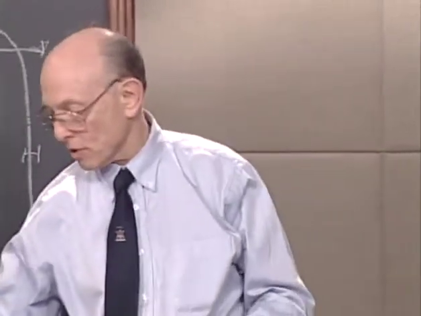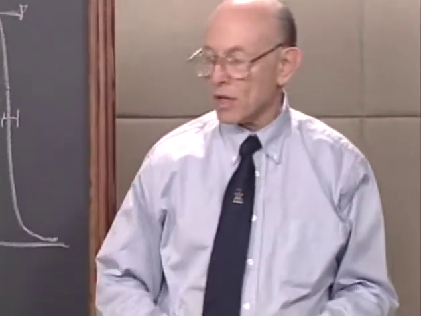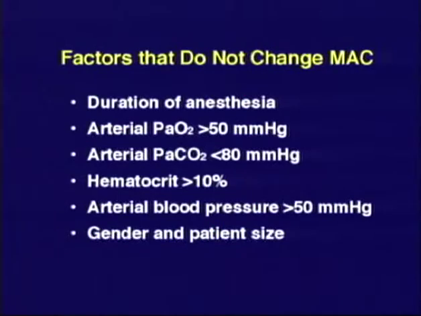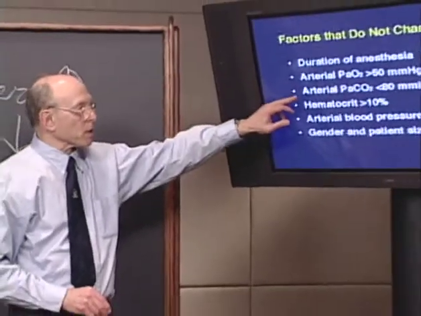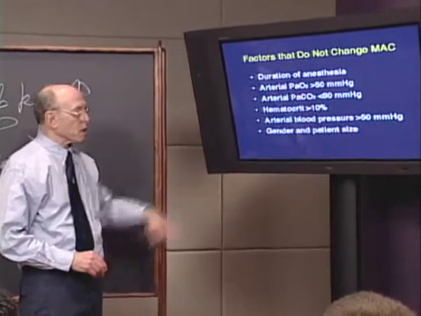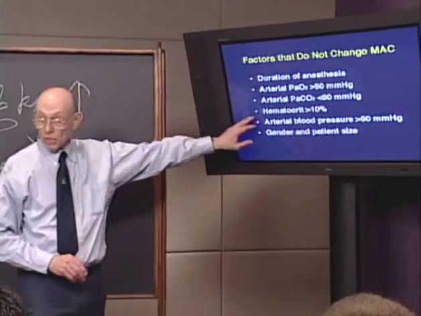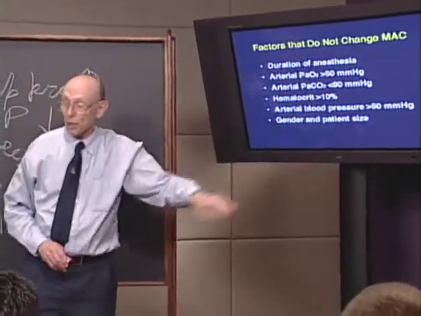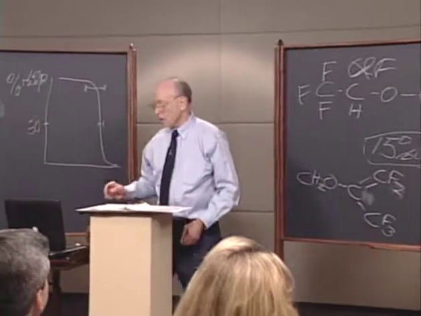So here's an extension of that list. As long as you keep physiological factors reasonably normal, there's no change in MAC. Arterial PaCO2 above 50 millimeters of mercury, or PaO2 greater than 38 millimeters of mercury, or hematocrit that's greater than 10%, allows you to get down pretty low without changing MAC. Blood pressure above 50 millimeters of mercury doesn't change MAC.